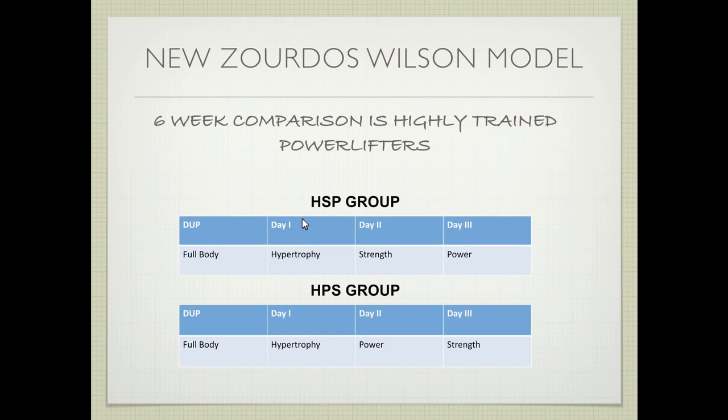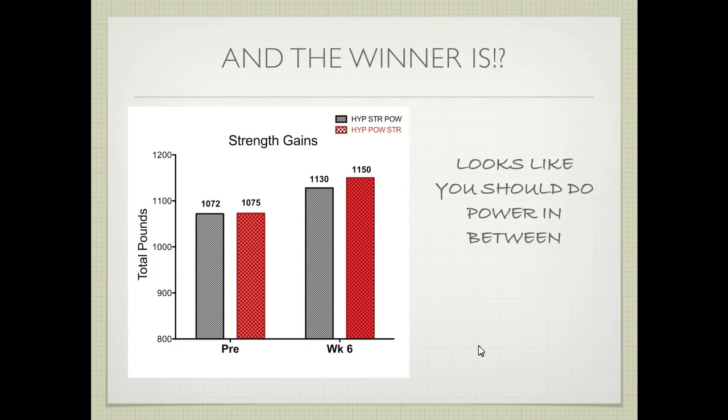So this is a study we did. We did hypertrophy day 1, strength day 2, power day 3, or we did daily undulated, where we did hypertrophy day 1, power day 2, strength day 3. If you look at the totals from bench, squat, and deadlift, they both went up, but the group that did hypertrophy, power, strength went up more. So it looks like you should do power in between.